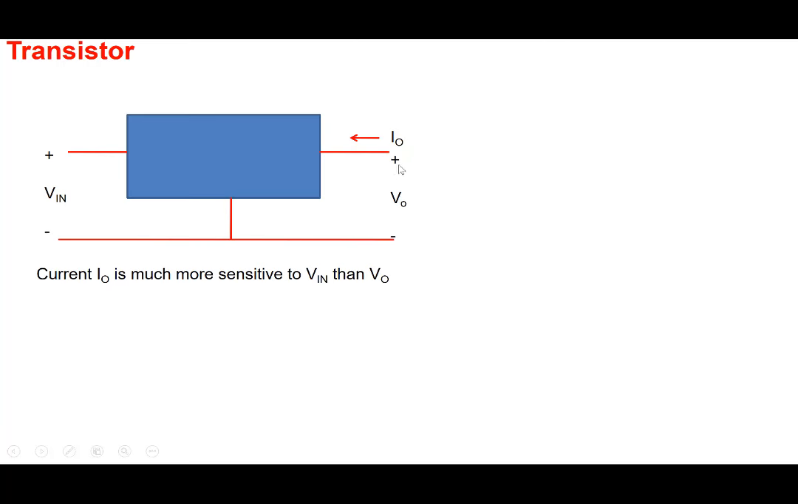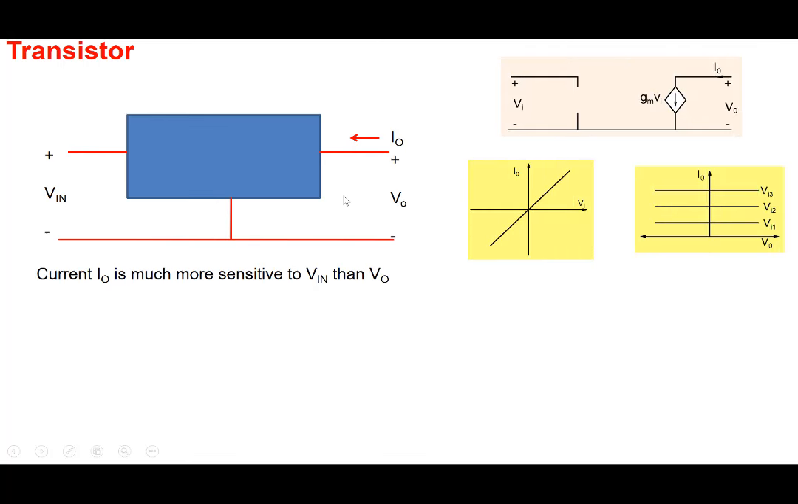So a transistor exhibits this property that the output current is much more sensitive to the input voltage as compared to the sensitivity of output current to the output voltage itself. And the sensitivity of output current to input voltage is what we call transconductance. So transistors exhibit transconductance, or transresistance, as their prominent property, and hence the name transistor.